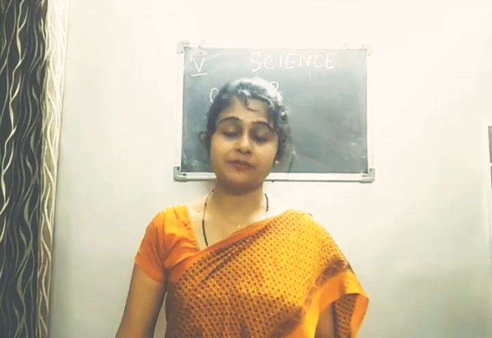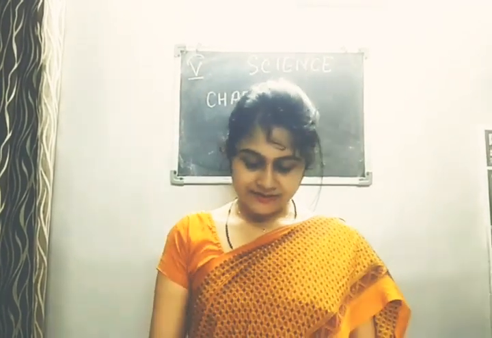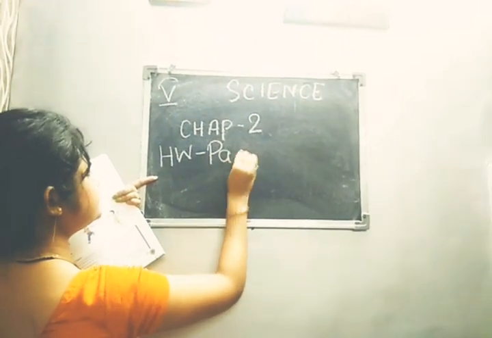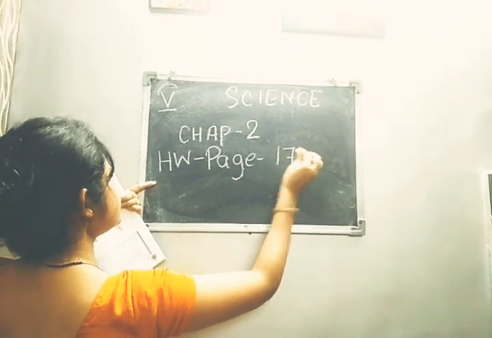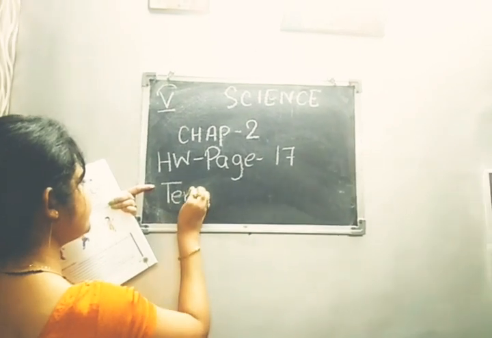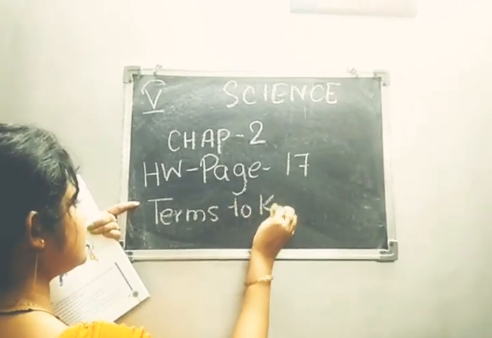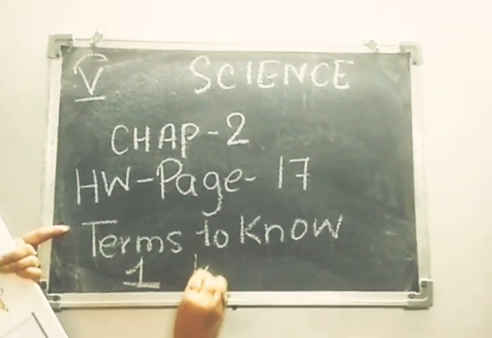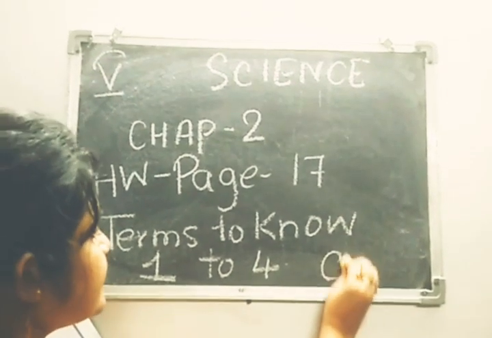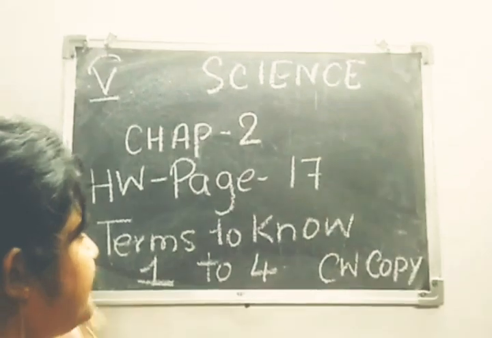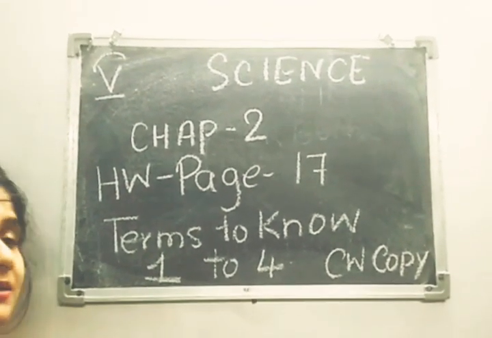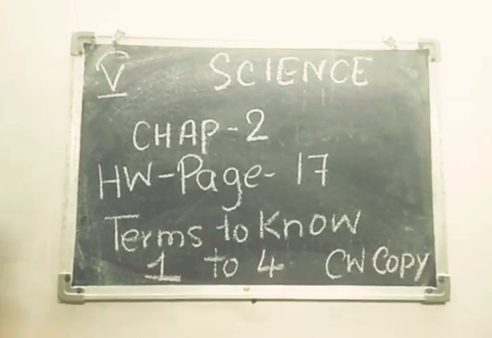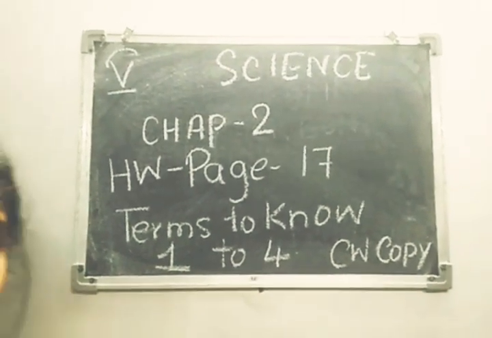Now I'll give you homework. See page number 17. Look here, homework, page 17, terms to know from question number 1 to 4. You will write in CW copy. I repeat, chapter 2, homework, page number 17. Terms to know from 1 to 4 questions, you will write in CW copy.